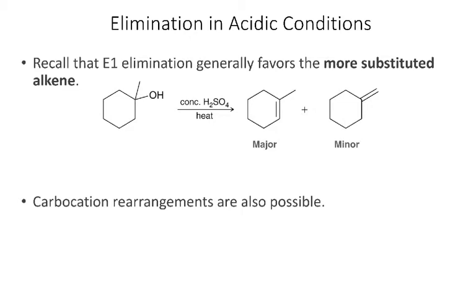Now, one disadvantage of an E1 mechanism in synthesis is that we can't control which products we get. The E1 is always going to favor the more substituted alkene. So in this case, this is going to be our major product, and we have no way of forcing this to be the major product. Another disadvantage of synthesis using E1 mechanisms is that carbocation rearrangements are also possible.